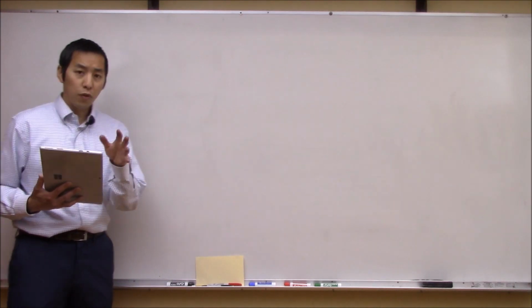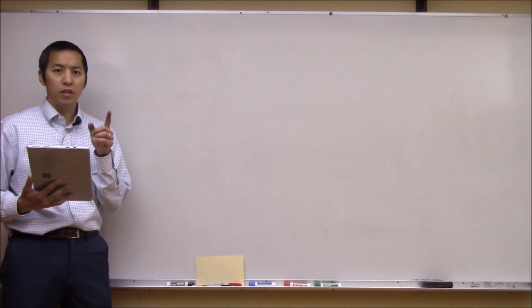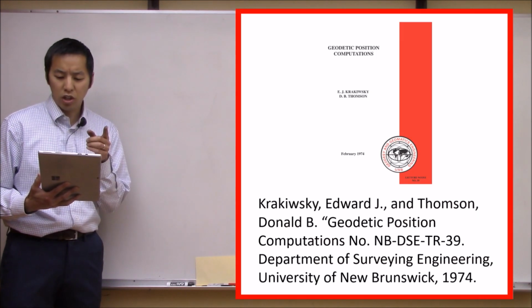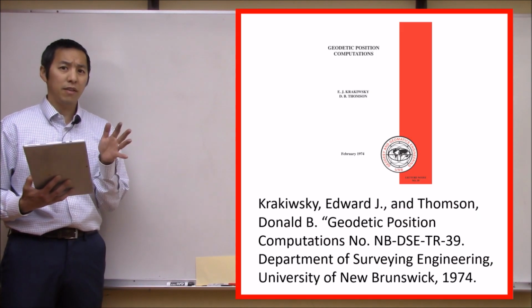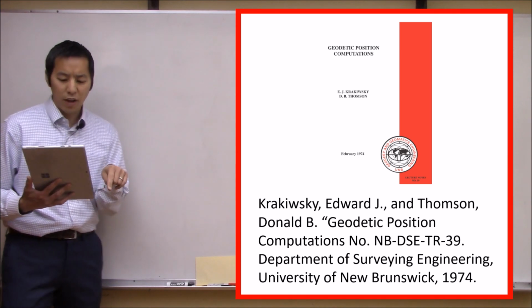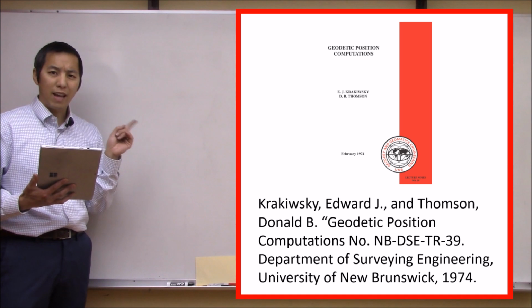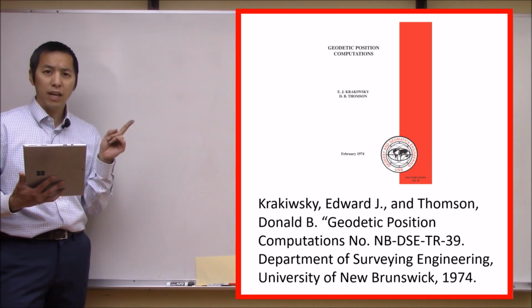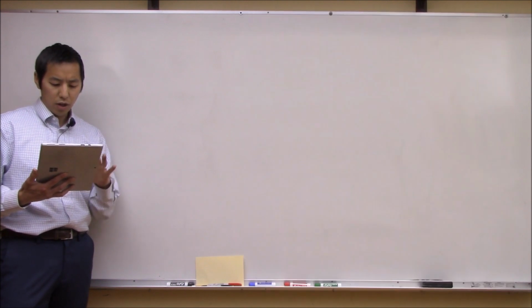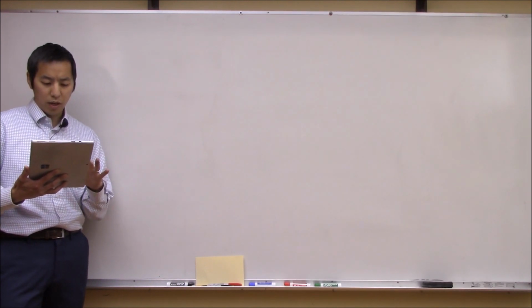All right, so before we go further, I want to take a look at this document by Krakiwsky and Thomson. It's entitled Geodetic Position Computations, and it's from 1974, and I'll leave a link to a copy of it in the description of this video. But let's read this excerpt where they define a couple of these parameters we're going to need. Let's read through this so we can understand it.